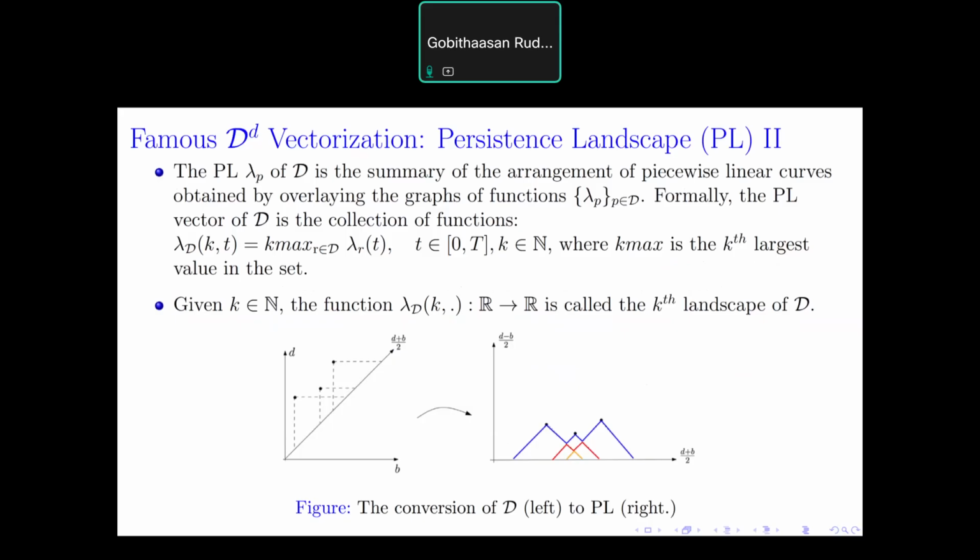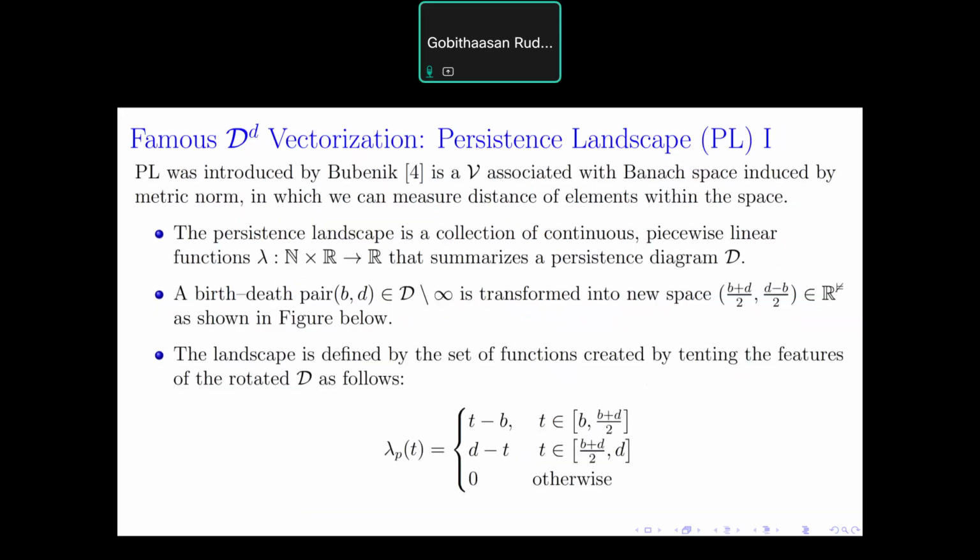Okay. And what is this vectorization called? It's called persistence landscape. Yeah. The persistence landscape was introduced by Bubenik. It's a vector associated with a Banach space induced by a metric norm, in which we can measure the distance of elements within the space. The persistence landscape is a collection of continuous piecewise linear functions lambda, which is a product of n times r, in which we get R, a line that summarizes a persistence diagram.